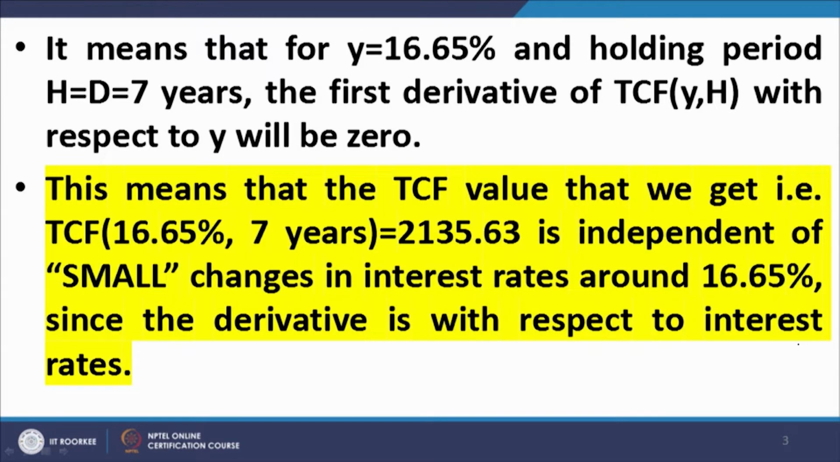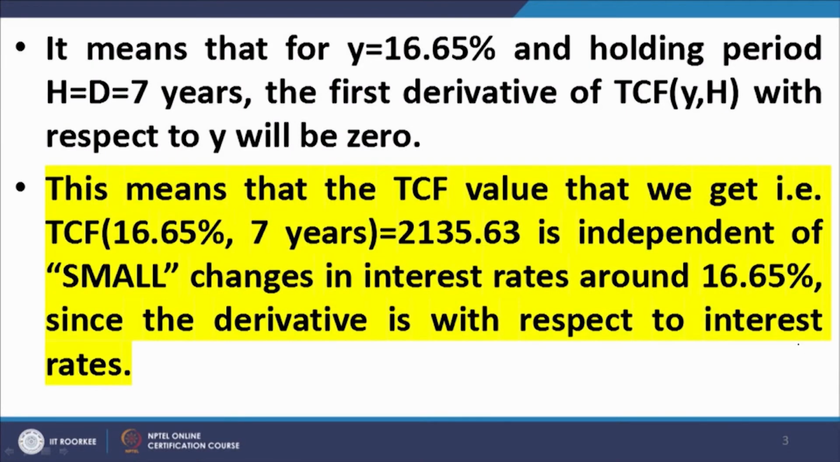It means that for y equal to 16.65%, which is the YTM of the bond, and a holding period of 7 years, the first derivative of total cash flows, which is a function of y and the holding period, with respect to y will be 0. This was the definition of duration. This was how we arrived at the fact that if you hold a bond for its duration, you are immunized against small changes in interest rates. We equated the first derivative of the total cash flows to 0 and then on simplification we arrived at the expression for the duration. So, if the duration is 7 years, that means the first derivative of total cash flows with respect to y will be 0 for this holding period.